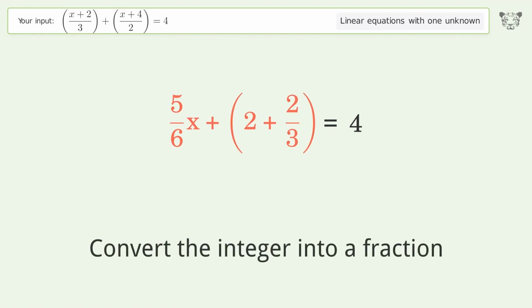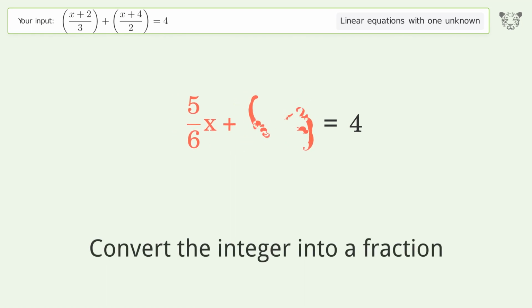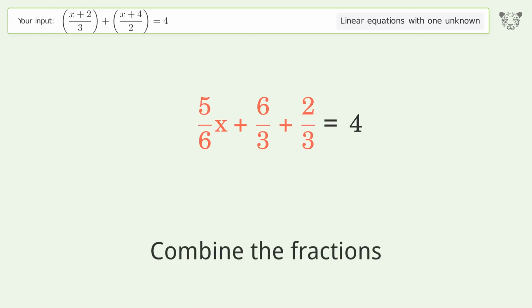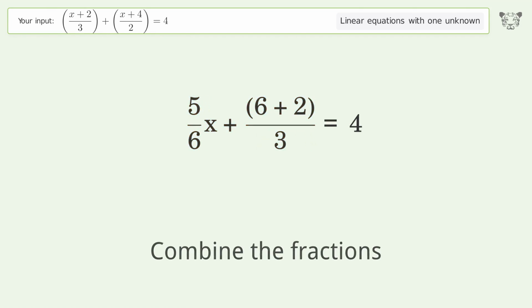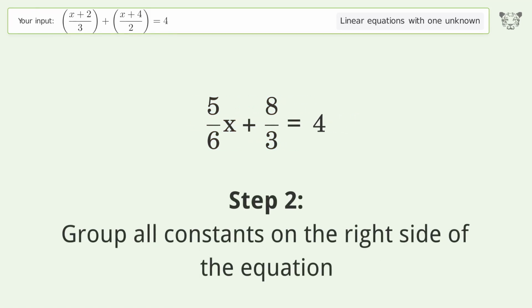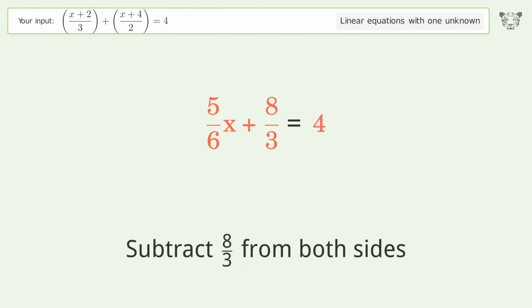Convert the integer into a fraction. Combine the fractions. Combine the numerators. Group all constants on the right side of the equation. Subtract 8/3 from both sides.